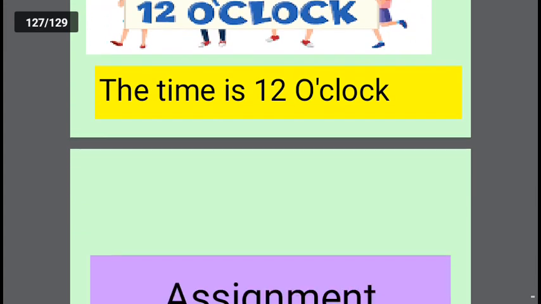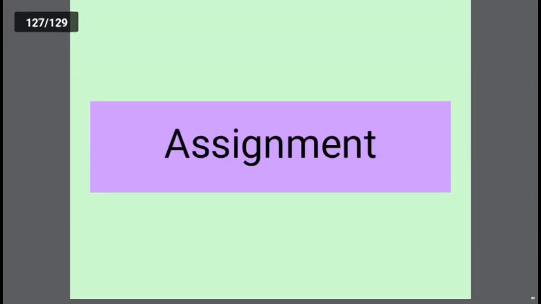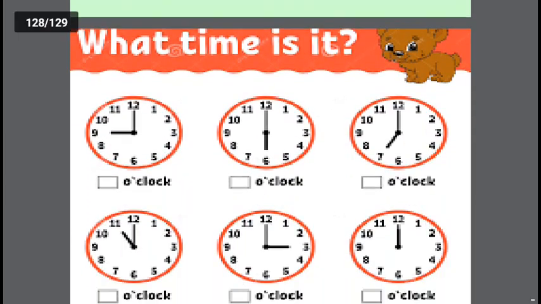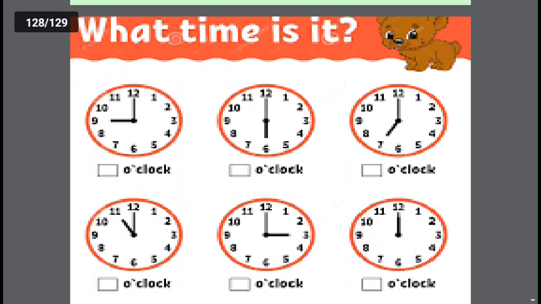Very good. So before you go for today, take your assignment and submit early. Check it. What time is it? It has already been drawn for you and o'clock has been written for you. Just write the time. Do you get that?